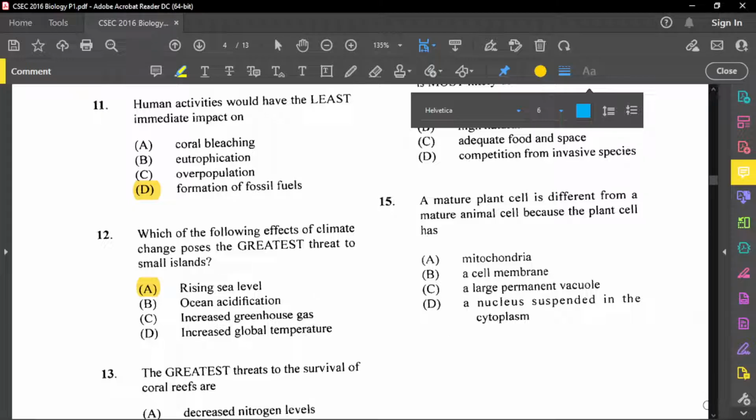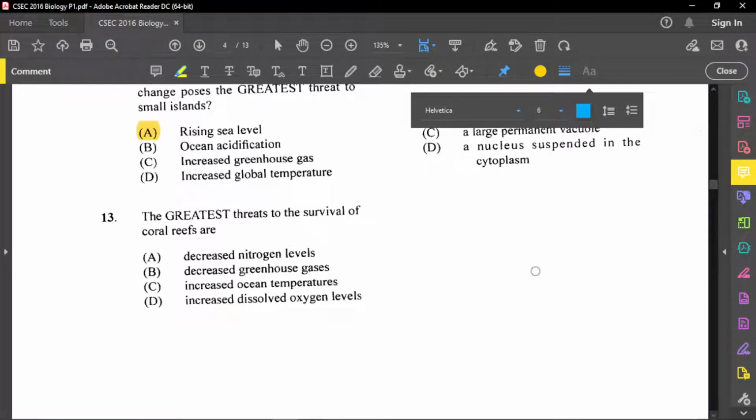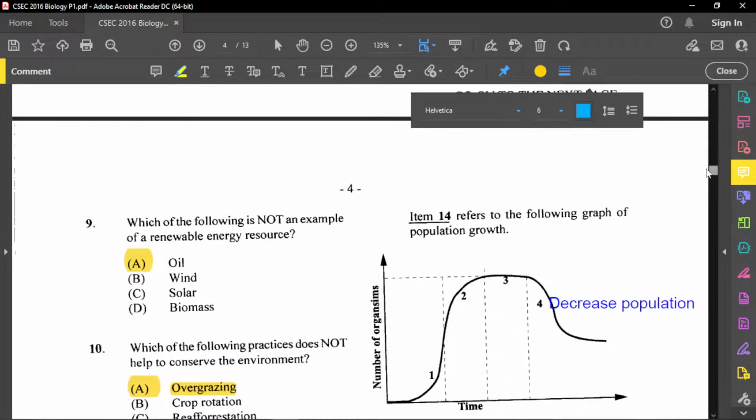All right, so 13, and then I go back up to 14. I was trying to avoid that, but nonetheless, let's go through quickly. It said the greatest threat to the survival of coral reefs are, and it's a one, decrease in nitrogen level. Here it is saying a decrease in greenhouse gases and an increase in ocean temperature. Yeah, definitely corals are very sensitive to temperature changes and also salinity, which is salt. So definitely C is going to be the answer right there. All right, an increase in dissolved oxygen, that's a good thing for the organisms that live on the coral reef. So let's go to question number 14 now.